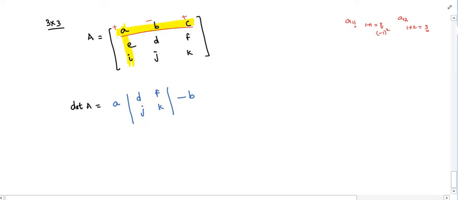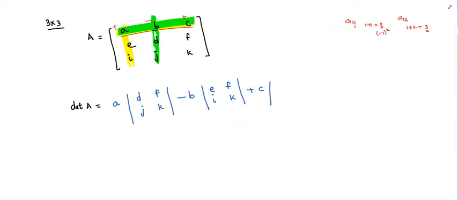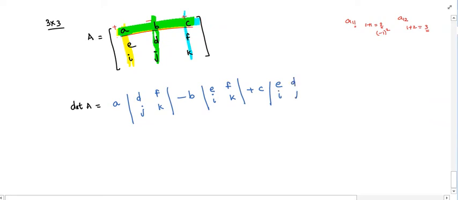Now B is intersecting with the first row and the second column. So what are the elements left here? The elements left here are E, I, F, K. So this will be the determinant of this, plus C times the determinant of, with C, C will be the last column and the first row. So it will be EI, DJ. See, the important thing is this is a determinant.